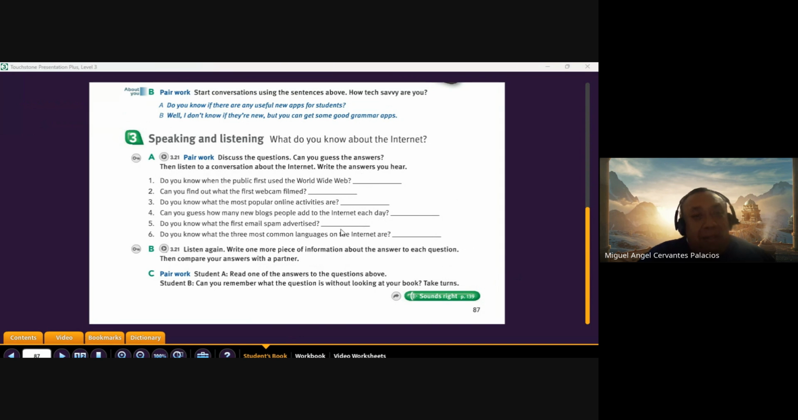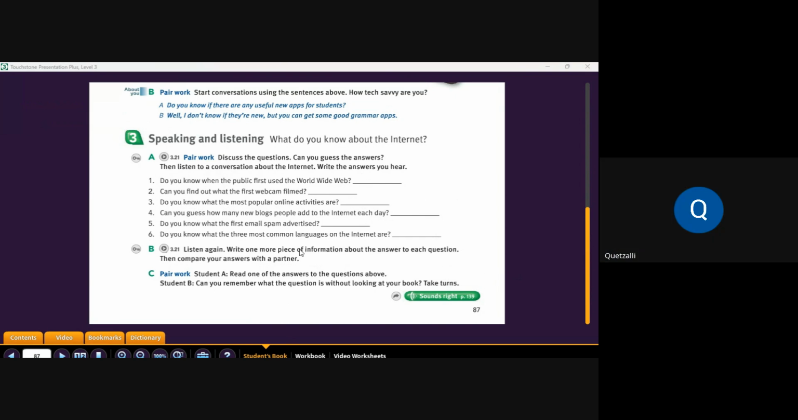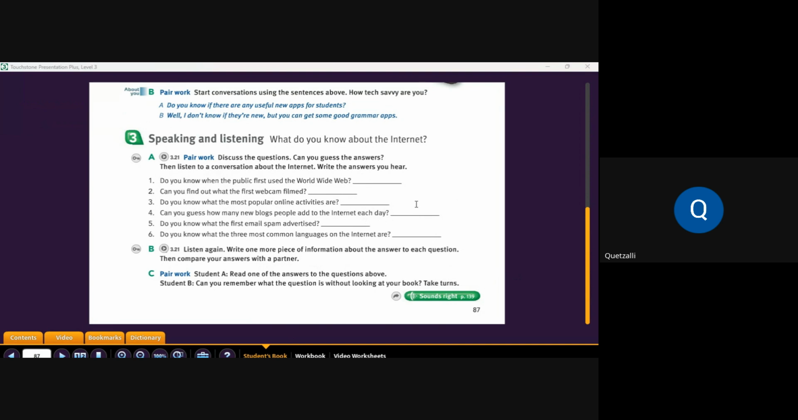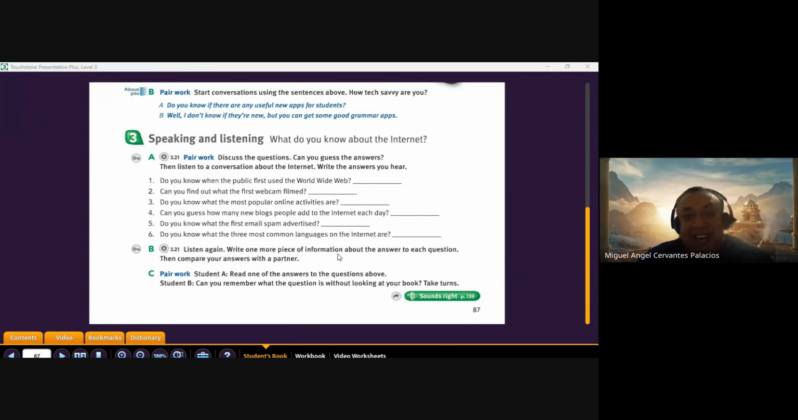Yes. Do you know what the first email spam advertised? A computer. A computer, good. Do you know what the three most common languages on the internet are? English. Very good. Yes. English, Chinese, and Spanish. Exactly, Kesari. Very good. Good, Kesari.